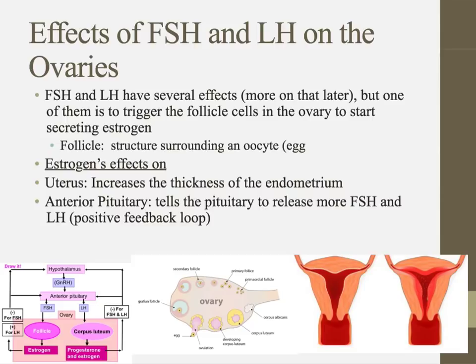One of them is it's going to cause the endometrium, that lining in the uterus, to become thicker. And it's also going to tell the anterior pituitary to release even more FSH. So here's an example of a positive feedback loop. The estrogen on its own causes the anterior pituitary to produce more FSH, which produces more estrogen, which tells the anterior pituitary to produce more FSH, which tells the follicle to produce even more estrogen. So by itself, estrogen is in a positive feedback loop with the anterior pituitary.